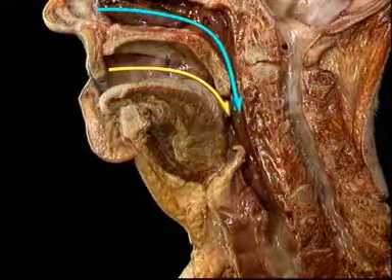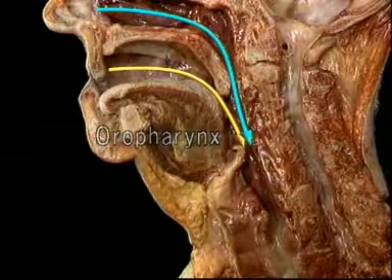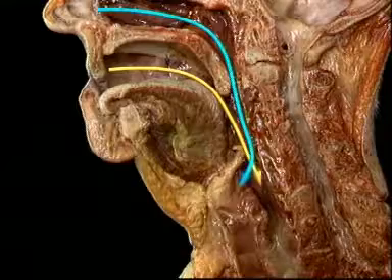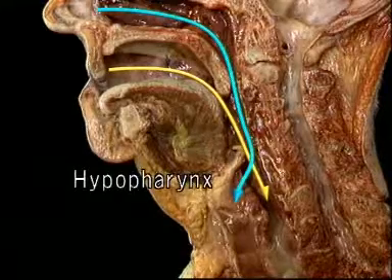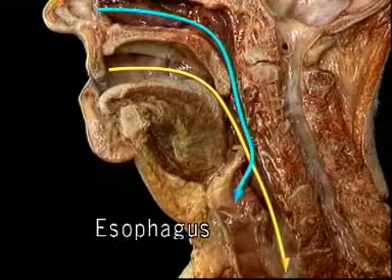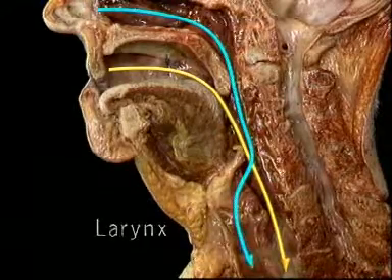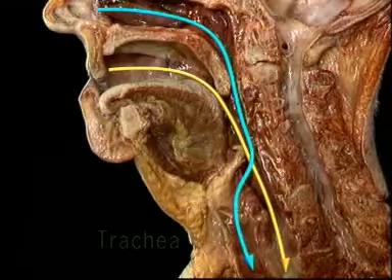Air, food, and liquid all pass through this common passage, the oropharynx. The 2 passages separate again here in the hypopharynx. Food and liquid pass backward into the esophagus on their way to the stomach. Air passes forward through the larynx and into the trachea on its way to the lungs.